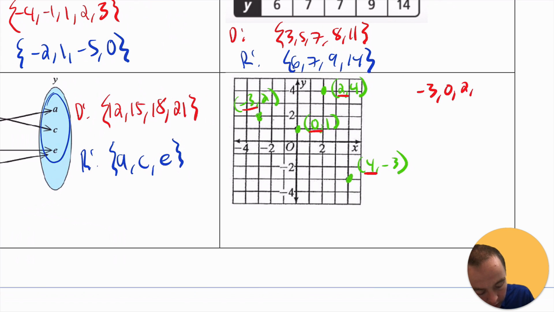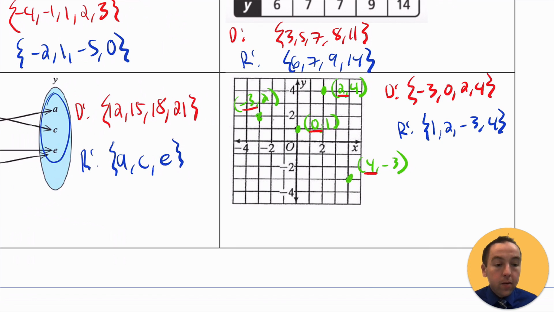You don't have to write them in increasing order per se. I just happen to do so right here. So maybe I'll write this next one in random order. So if I did like 1, 2, -3, 4, it's not in any particular order right there. That's okay. You don't need to write elements in sets necessarily in decreasing or increasing order, although it's kind of nice to do so sometimes.